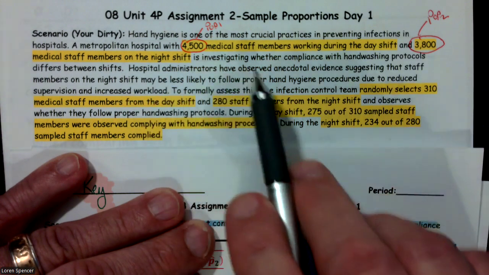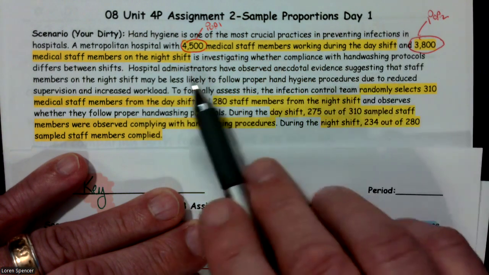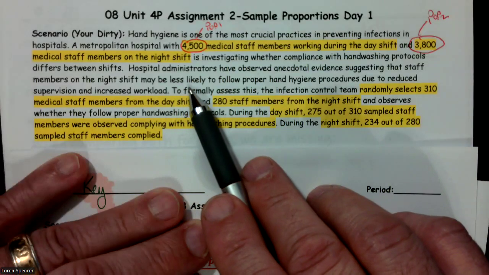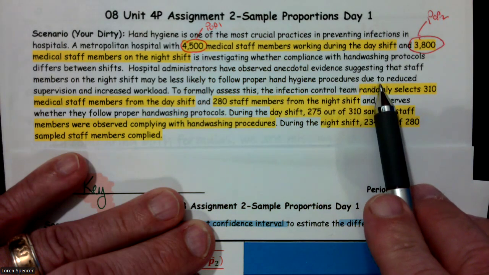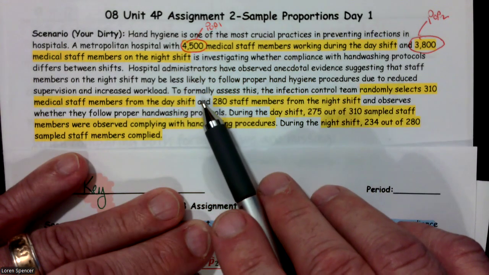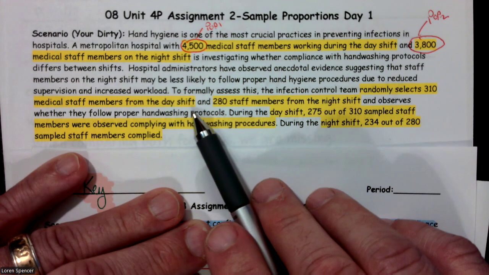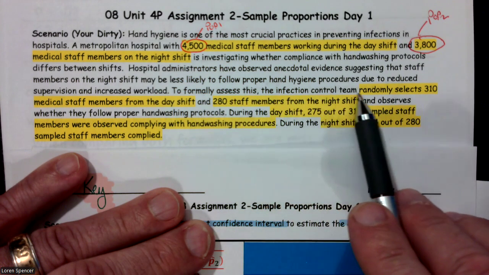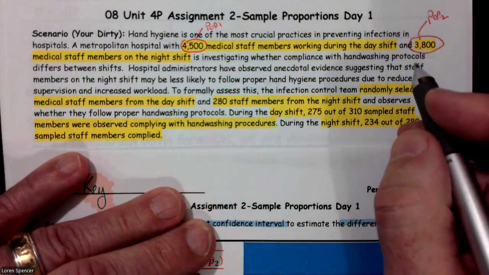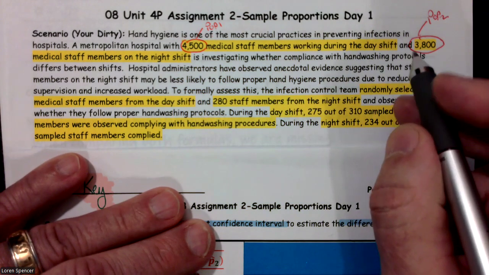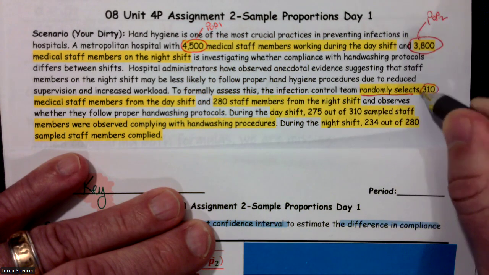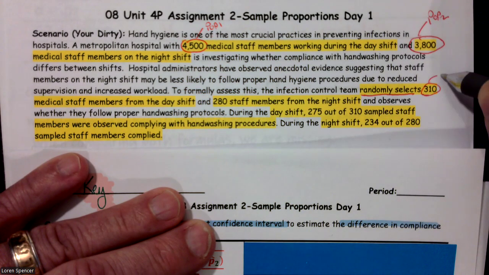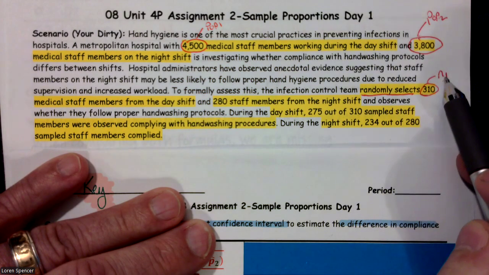Hospital administrators have observed anecdotal evidence suggesting the staff members on the night shift may be less likely to follow proper hand hygiene procedures due to the reduced supervision and increased workload. To formally assess this, the infection control team randomly selects 300 medical staff from the day shift. Okay, so we have a random sample of 310. So this is our sample size from the day shift. So I'll mark that as N1 for day.